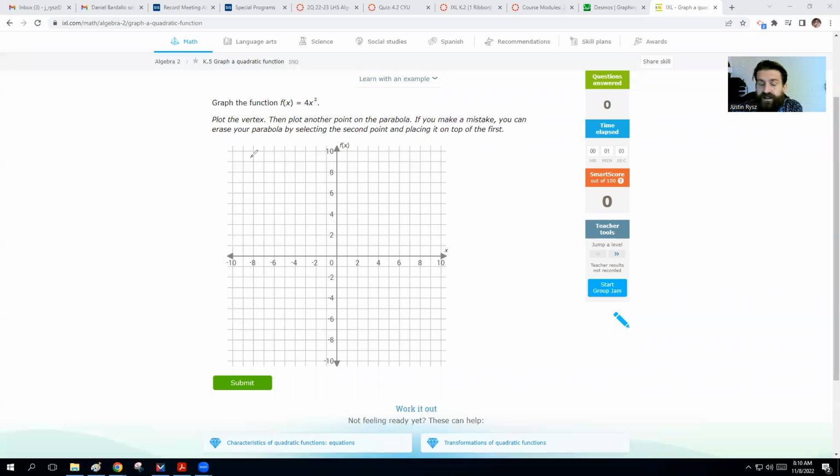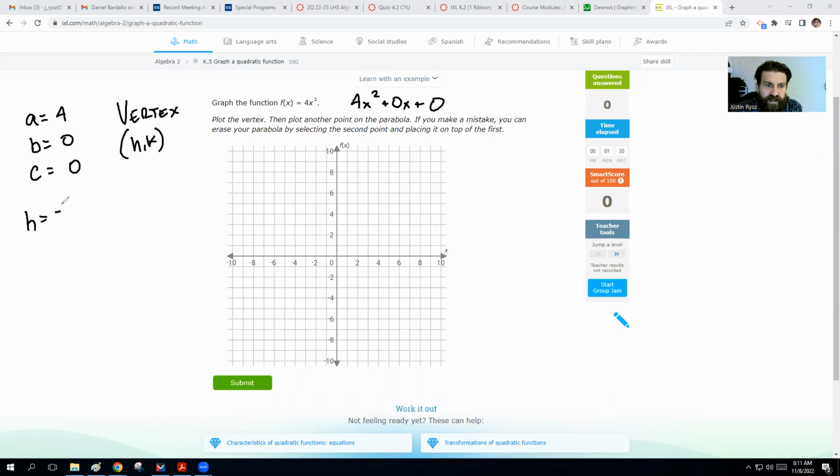First thing we want to do is to find the vertex. If you remember, we have to identify A, B, and C. Since this is in standard form, not vertex form, A would be 4, B would be 0, and C would be 0, because technically this is 4x squared plus 0x plus 0. And then our vertex, which is at the point (h, k), we can find our h by doing the formula negative b over 2a.